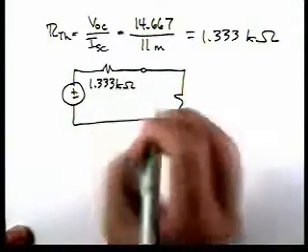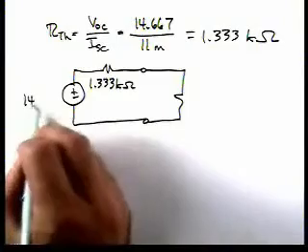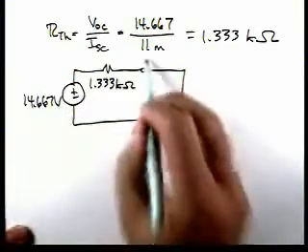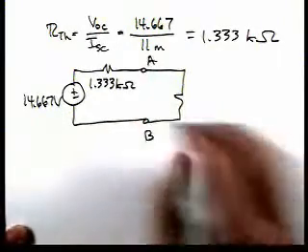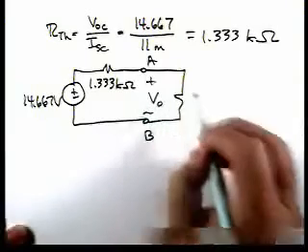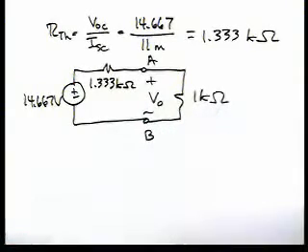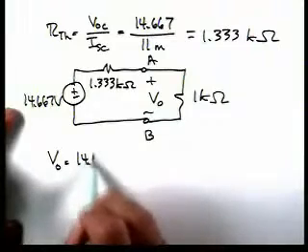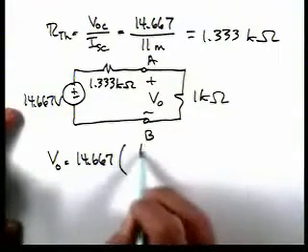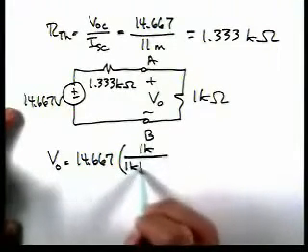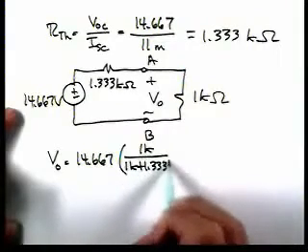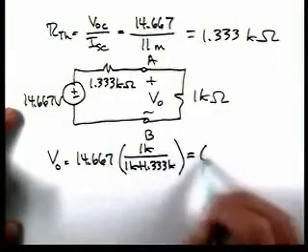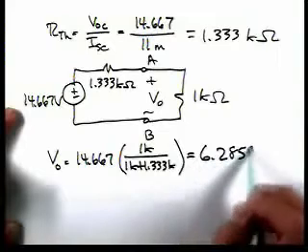Okay, so here's our open circuit voltage and Thevenin resistance. Here's our terminals A and B. We hook up the 1K resistor to calculate V0. So we get V0 by voltage division. And it turns out to be 6.2858 volts.